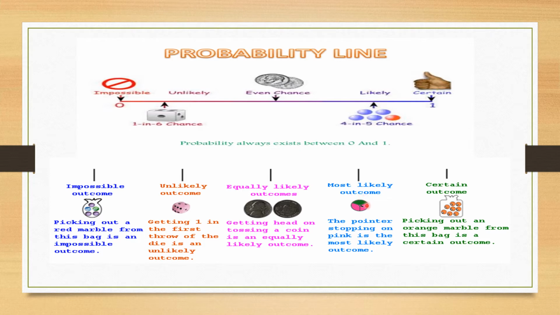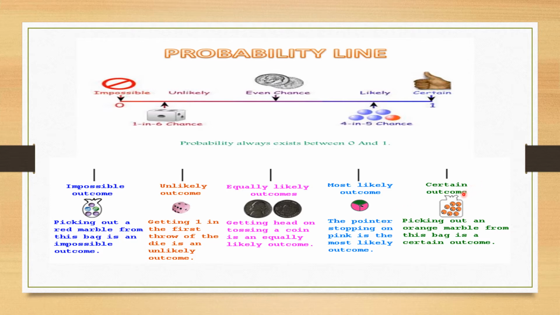For the most likely outcome, we take the example where there is a pointer on a wheel. The pointer stopping on the pink portion is the most likely outcome. Why? Because the maximum area of this wheel is pink in color, so there is a more favorable chance of the pointer stopping on the pink portion instead of the green portion.